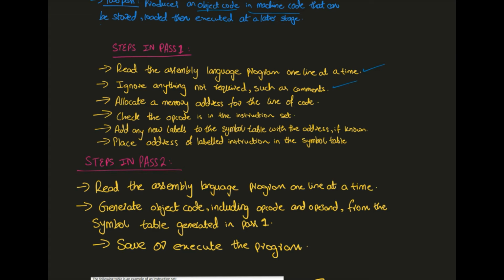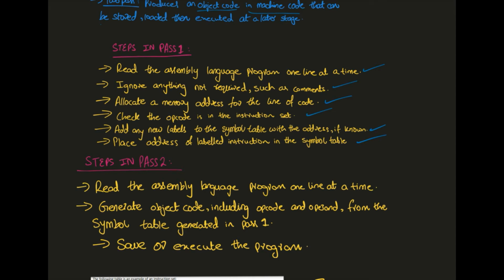Then it allocates a memory address for each line of code. For the useful lines of code that you are reading, you need to allocate memory. Then it checks whether the opcode is in the instruction set of the computer. It also adds any new labels to the symbol table with the address, if the address is known, and the address of the labeled instruction is placed in the symbol table. So this is what happens in pass one.